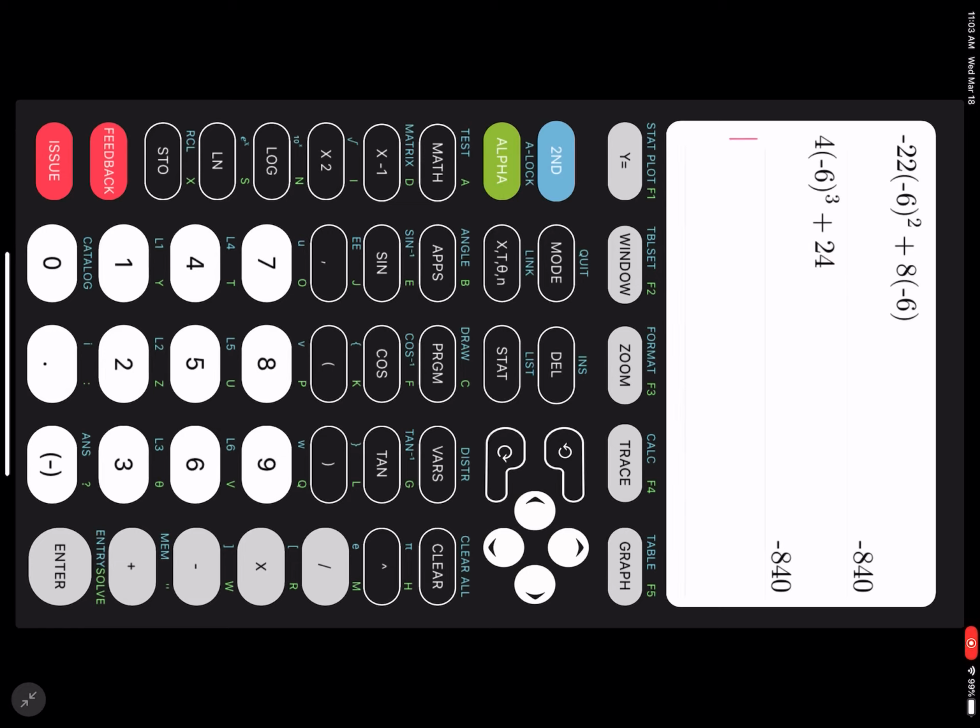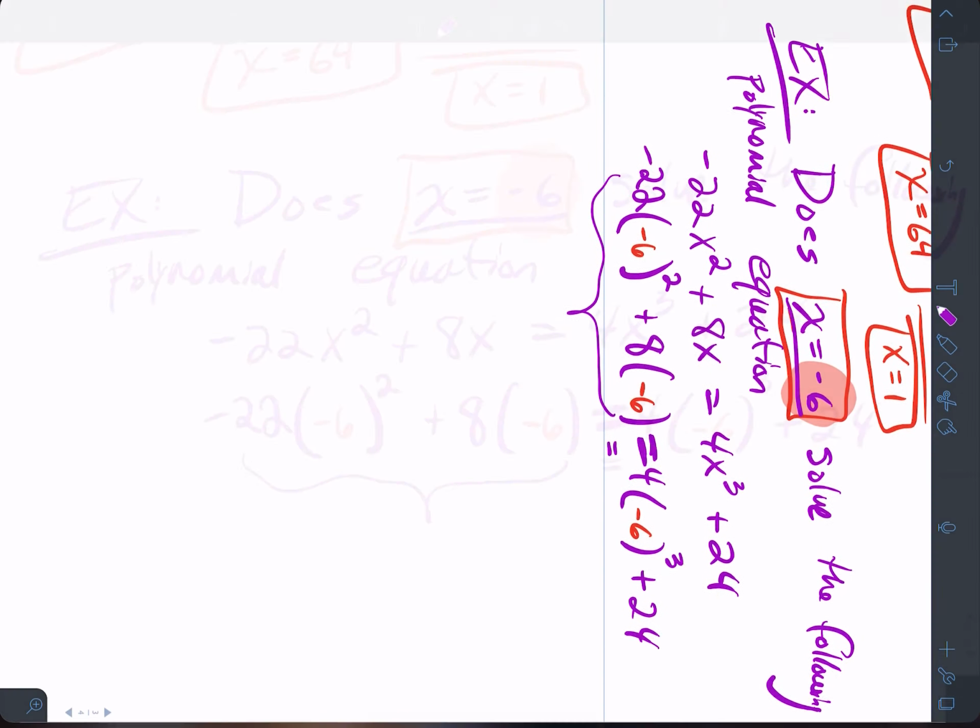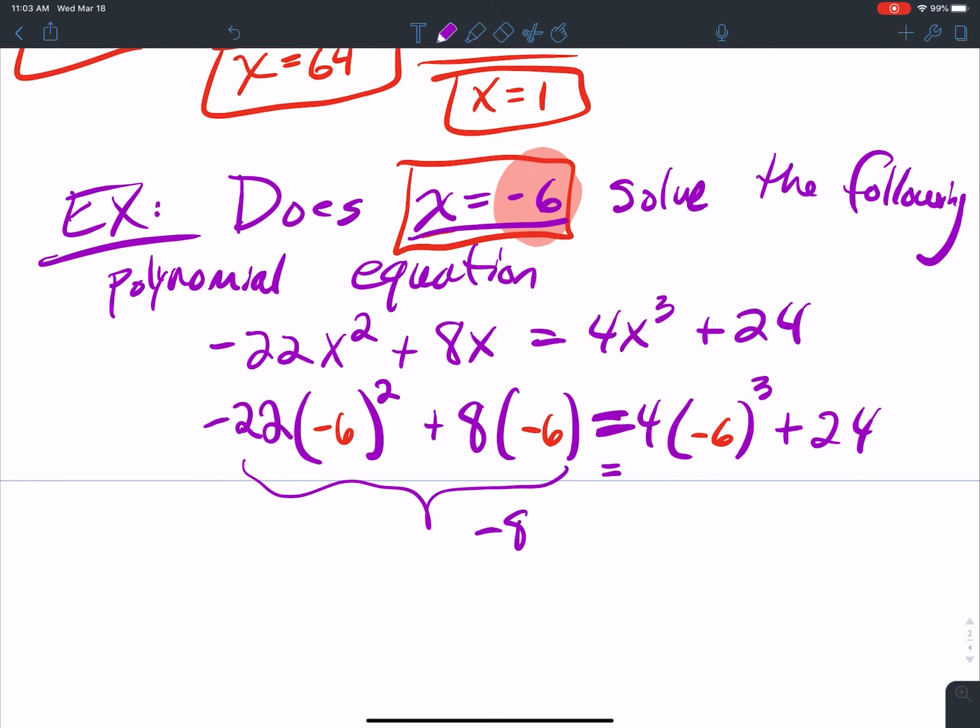Therefore, we got ourselves a solution to the equation. -840 equals -840. That's what we'll be looking for. Yes, that is a solution. Cool.